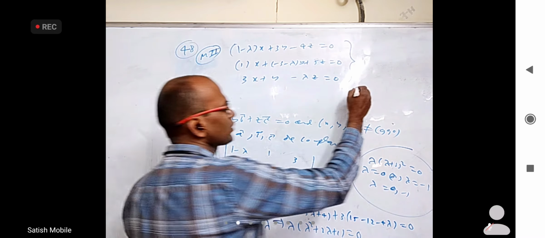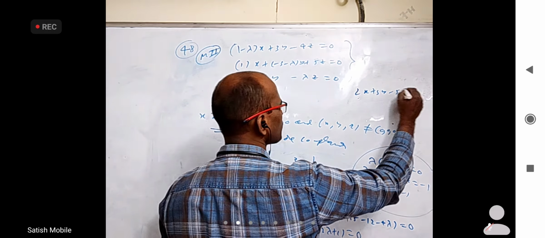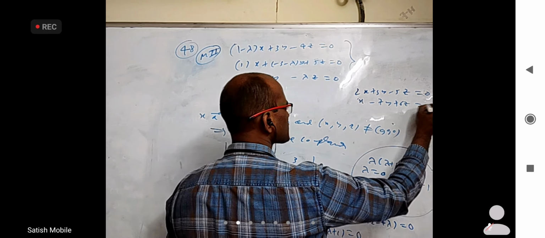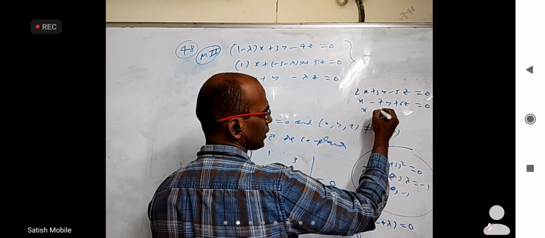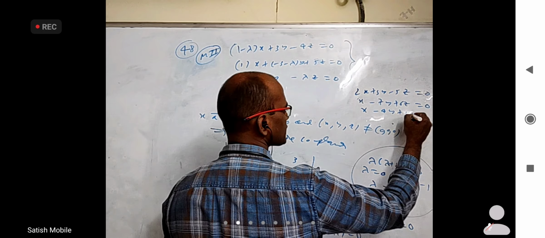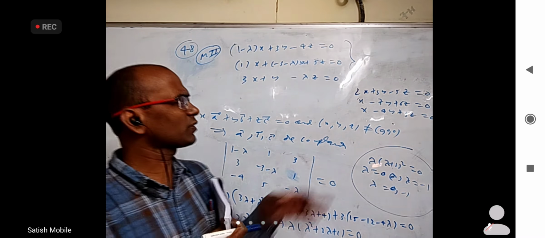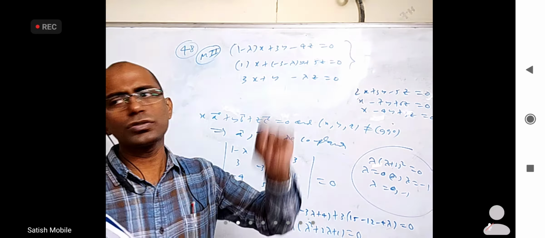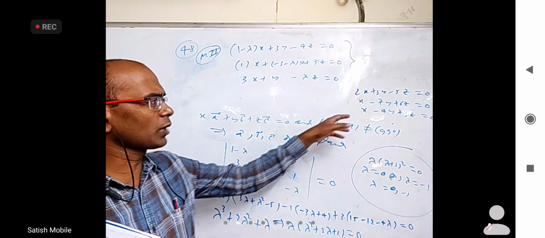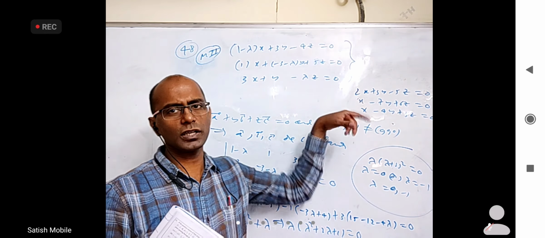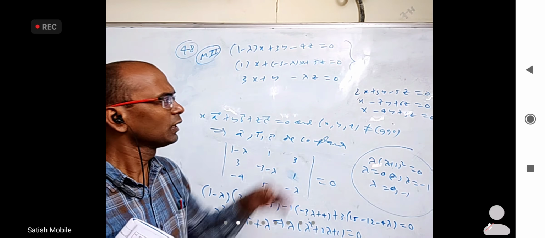For example, if I take 2x plus 3y minus 5z equal to 0, x minus 7y plus 6z equal to 0, and let us say x minus 4y plus 3z equal to 0. These are also three equations, but not only 0, 0, 0 is a solution, there are a lot of other solutions. 1, 1, 1 is a solution here. 2, 2, 2 is a solution here. 3, 3, 3, 4, 4, 4. Every multiple of that. We have infinite solutions.